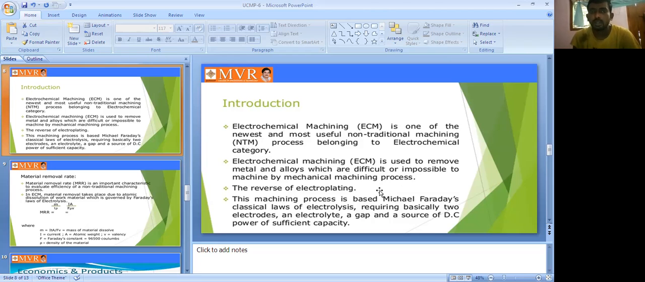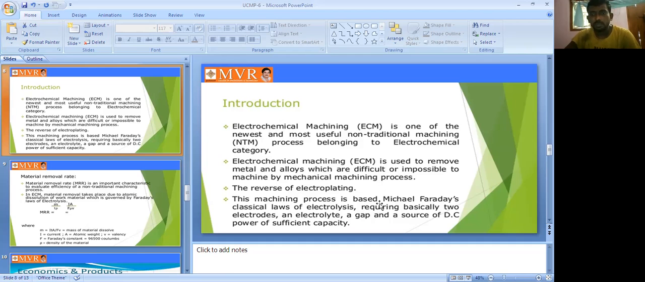That's why some of the delicate parts, and different complex shapes of parts, you can manufacture in ECM. So that is a major one. The reverse of electroplating also we can use here.